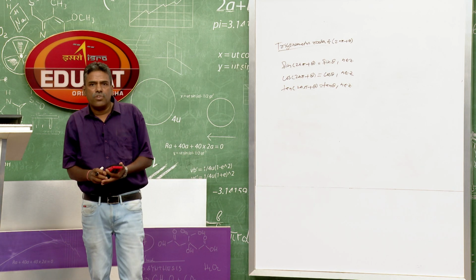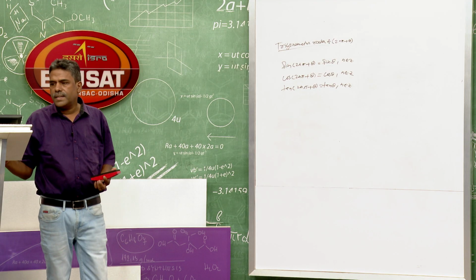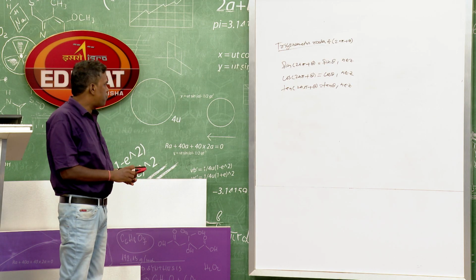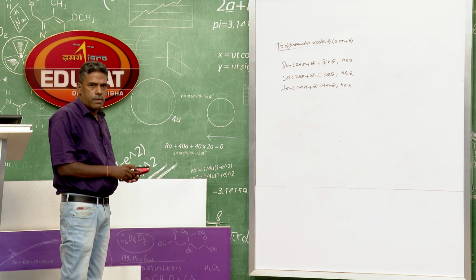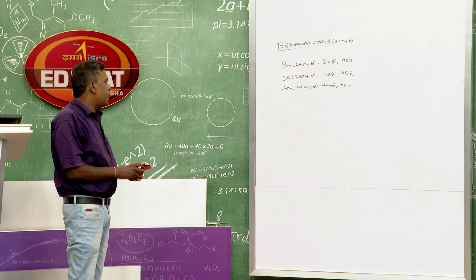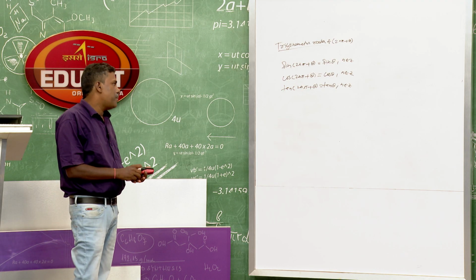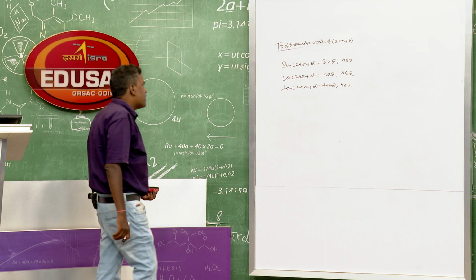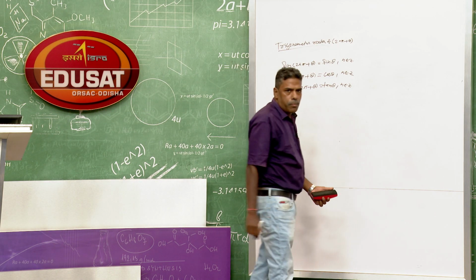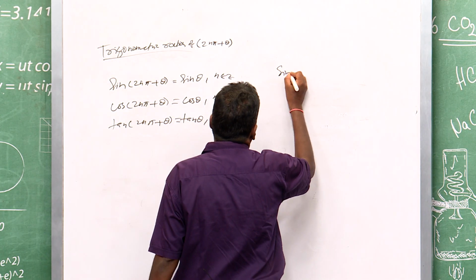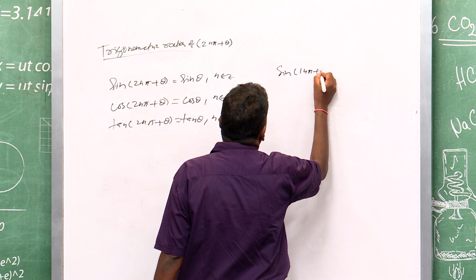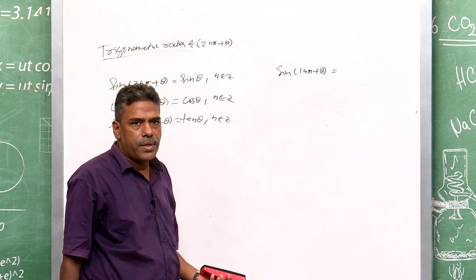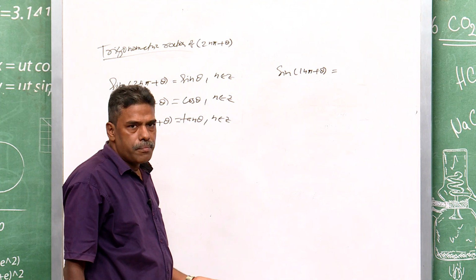So, trigonometric ratios of 2n pi plus theta: sin(2n pi plus theta) is equal to sin theta for n belongs to Z, cos(2n pi plus theta) is equal to cos theta, n belongs to Z, tan(2n pi plus theta) is equal to tan theta, n belongs to Z. For example, sin(14 pi plus theta): 14 pi is 2 into 7 pi, so it is sin(2 into 7 pi plus theta).